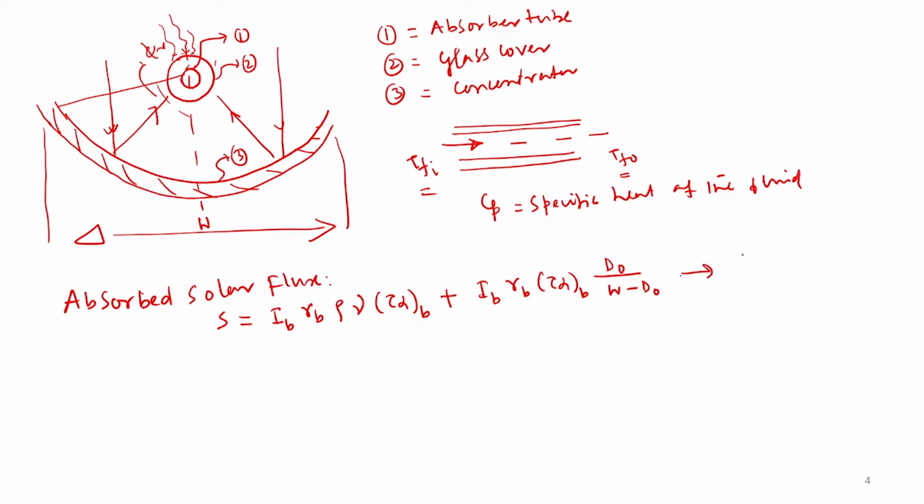So, this is the expression by which you can calculate the absorbed solar flux in the absorber. Now, these values are known: IB is known, rho, and the intercept factor, tau alpha for beam radiation, beam radiation D naught, W, everything is known except RB, which is common in both the parts of this expression. Now, let us calculate what is RB.